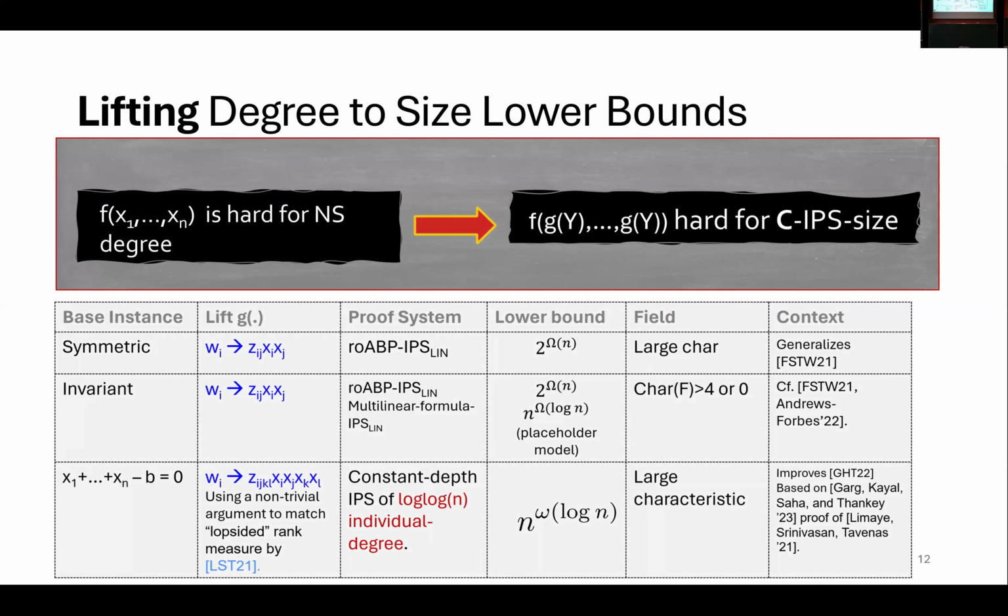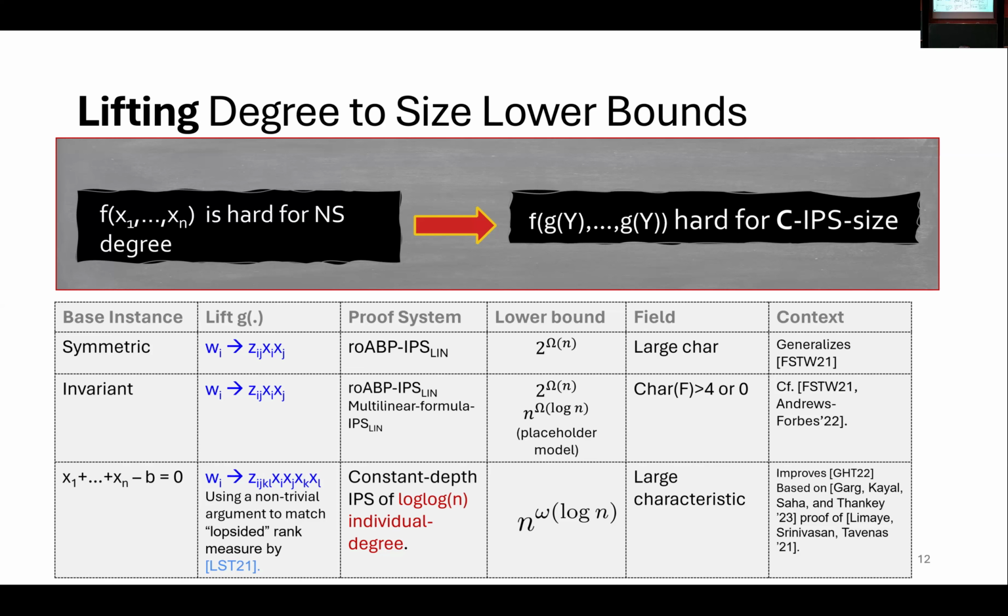Lifting. So what is a lifting? Now we want to take these new notions of degree lower bounds and turn them into size lower bounds on IPS. So what is a lifting? For us, it will be just this. We start from F, hard for notions of degree. We plug in some gadget or function G with some variables, usually disjoint variables Y here, and just run Y as a shortcut.